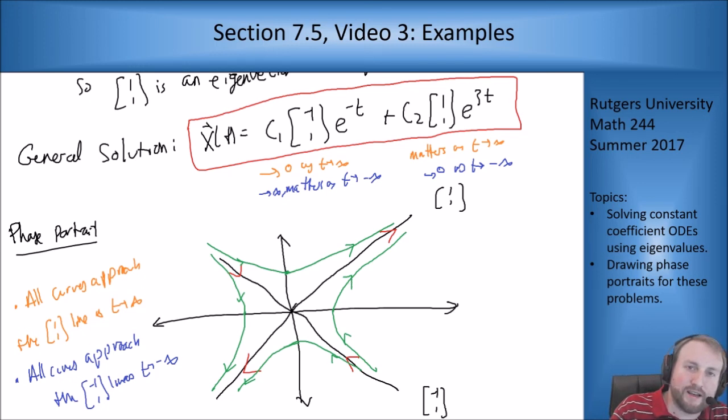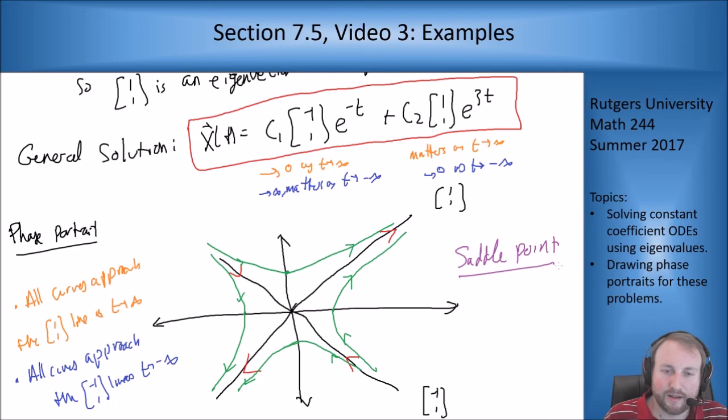Now, this guy here is called a saddle point. That's kind of what it looks like, right? From one side you're coming in, from the other side you're coming out, it's a saddle point. And this guy is unstable, because if you look anywhere nearby 0, everything's going to run away. Unless you're on that one line that goes into 0, everything just goes away. So it's an unstable critical point.